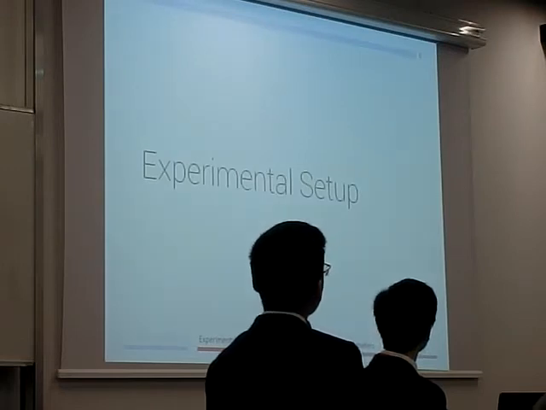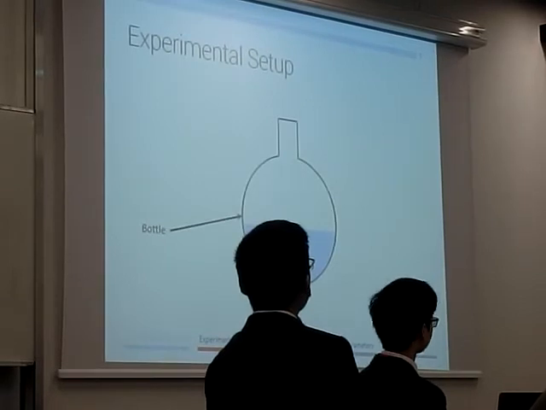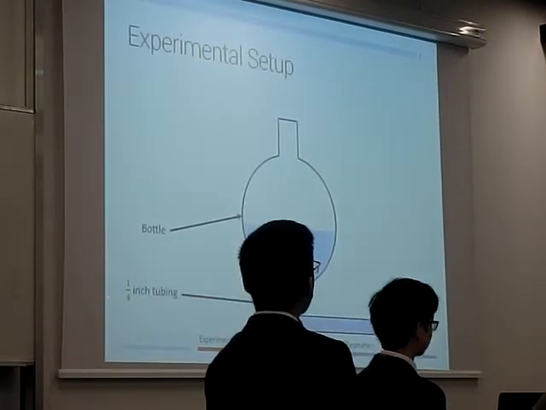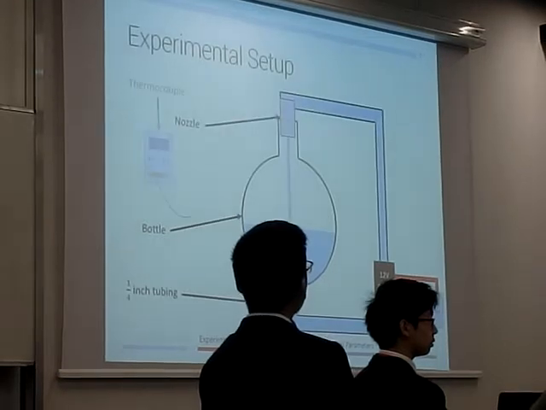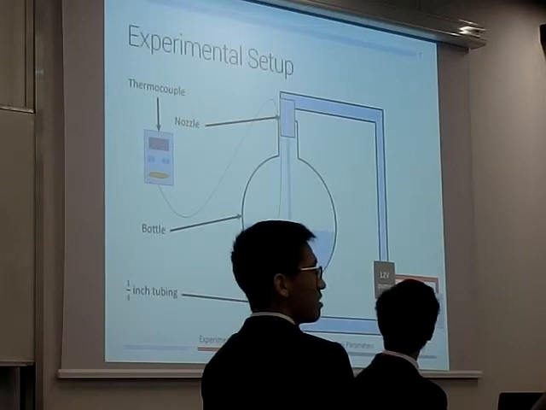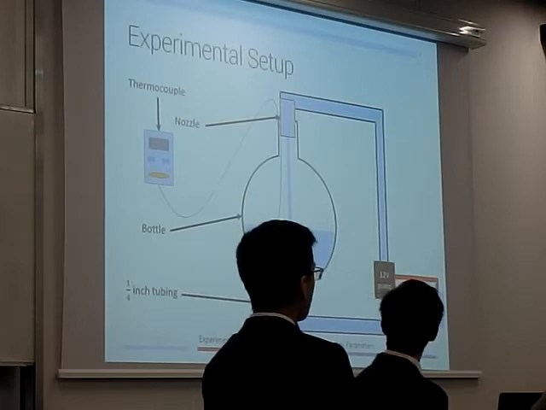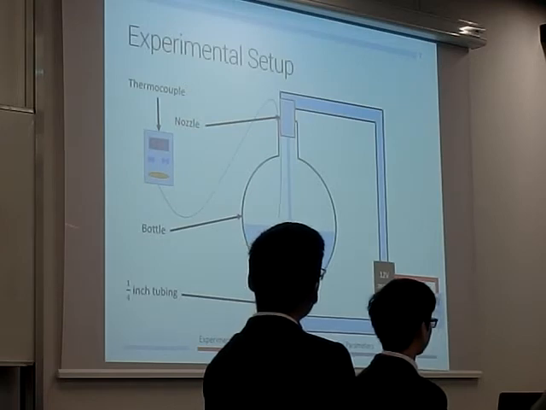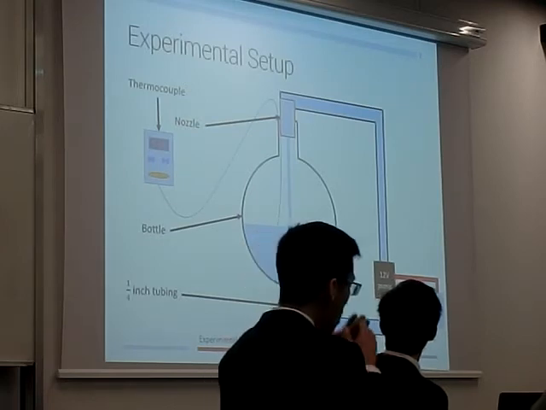Onto my experimental setup. For my experimental setup, I have a bottle. And in the bottle, I attached quarter-inch tubing to the bottom of the bottle and fed it into a 12-volt pump. The pump was hooked up to a variable power supply, which then fed the water back into a nozzle, which fed it back into the bottle. And this was so I can keep the water level in my bottle constant as I did my experiment. I also have a thermocouple in my bottle and in my water source just to keep track of the temperature.